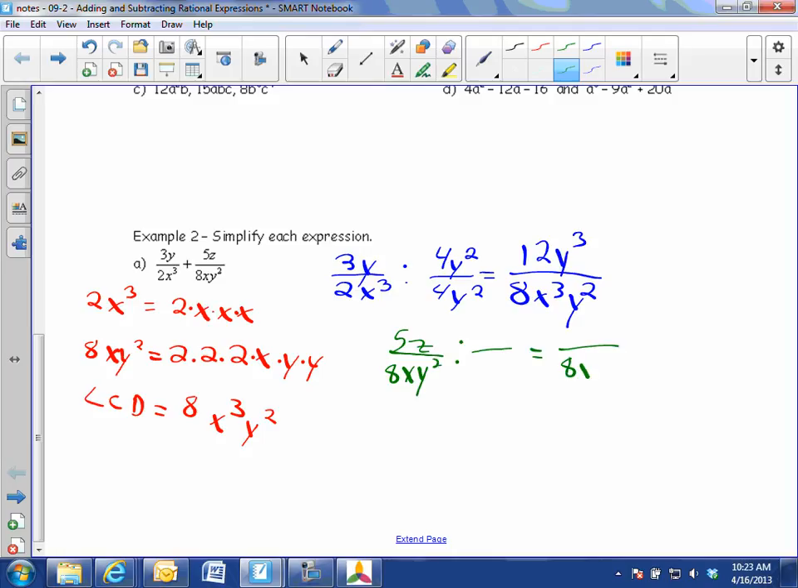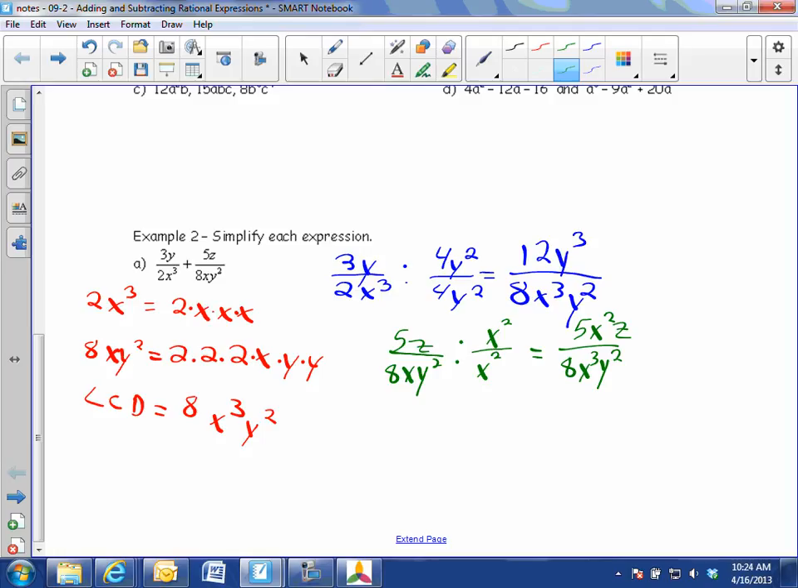Okay, so if I want to get 8x to the third y squared, what do I have to take it times? X squared. So it's nice and easy. So we're going to have 5x squared z. Is that right? No, because it has us add them.